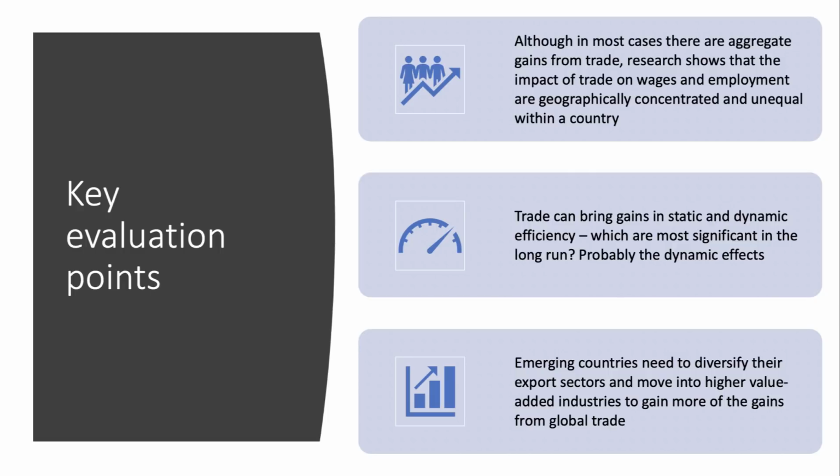Successful countries are competitive in part because they have scale, but also because they have a diversified export base, which makes them less susceptible to global economic fluctuations. The long-term aim for countries is to move into higher value-added industries to gain more of the gains from global trade. Most of the value added doesn't come from extraction. It comes from manufacturing, processing, refining, distribution, and the final selling.